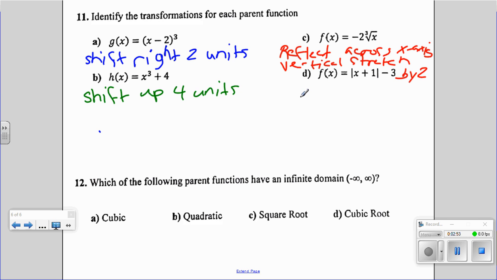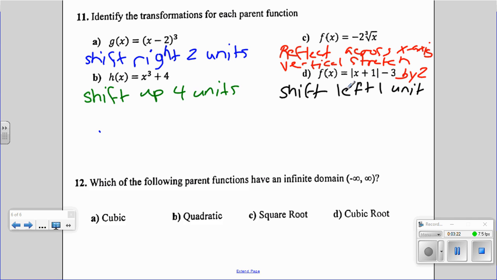And lastly on D, inside the absolute value symbol, we see plus 1. Again, symbols lie. So plus 1 tells us that we're going to do the opposite, which is subtract 1. And when we subtract 1, we're going to shift left 1 unit.